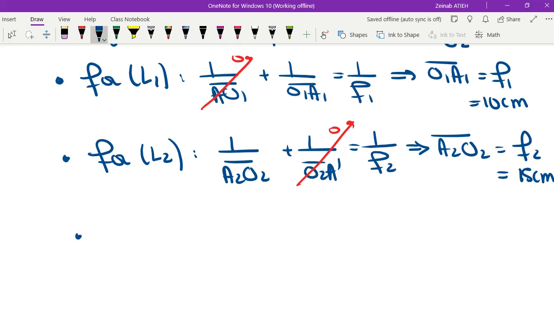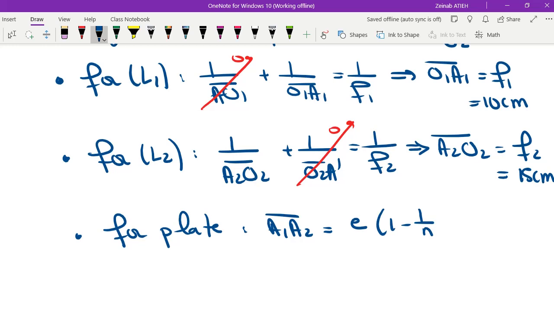Now let's look at the plate. For the plate, the object is A1 and the image is A2. So A1A2 is equal to E, the thickness, times 1 minus 1 over n.